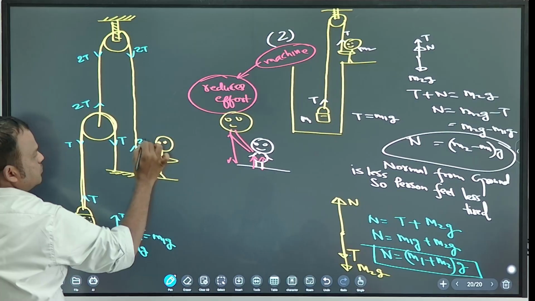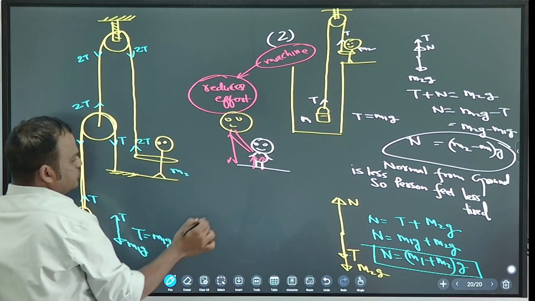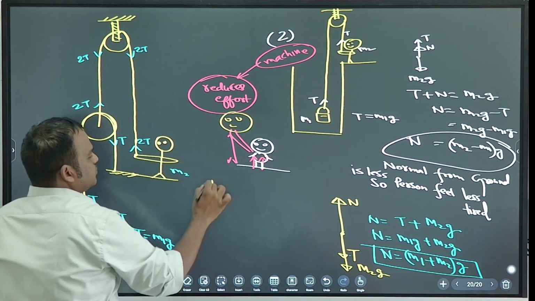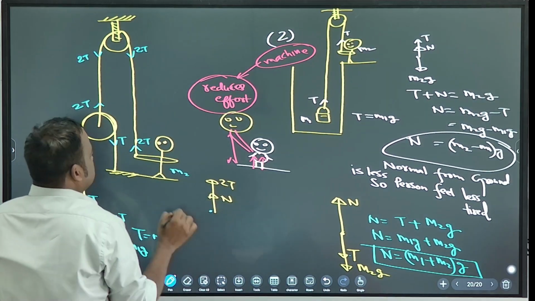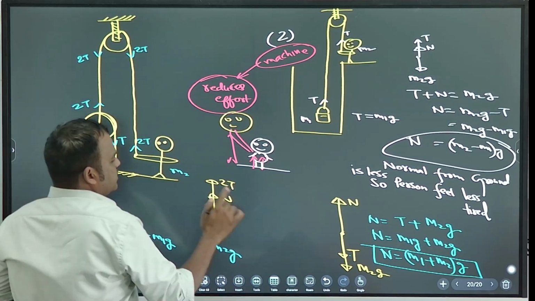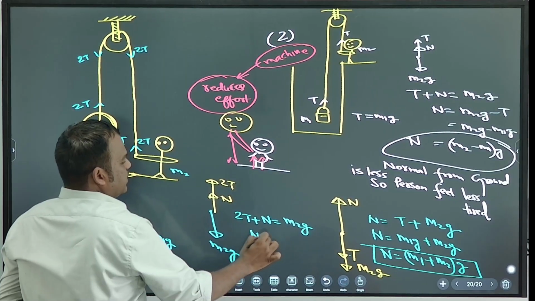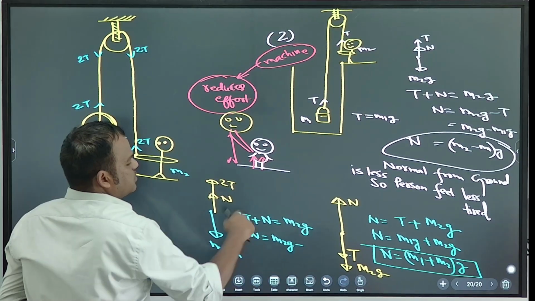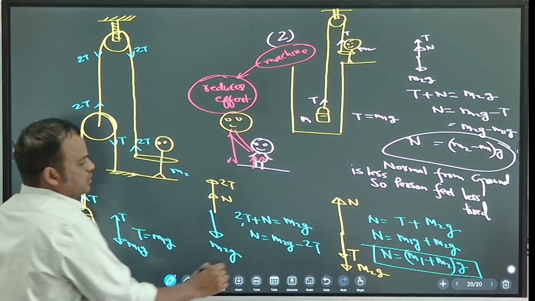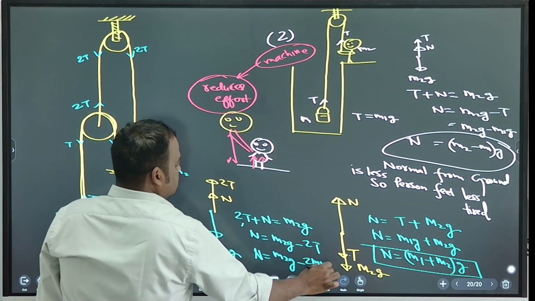So here 2T. Now for the person, mass is m2. What is the upward force? 2T and n. Downward force is m2g. So balance it: 2T plus n is equal to m2g. So what is n? m2g minus 2T. And T is m1g. So normal force is m2g minus 2m1g.